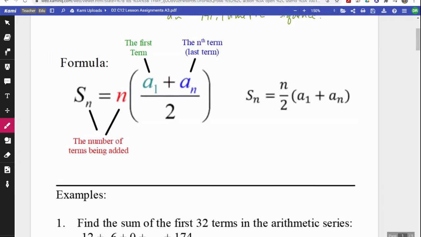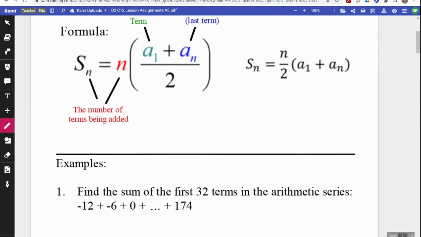So that's kind of a difference. We have a sub n, meaning the last term or the nth term that you're talking about, where you want to stop adding your sequence together. And s sub n is saying what's the sum of all those terms. But n is the term we're talking about.